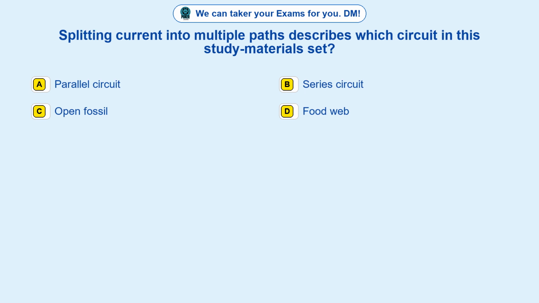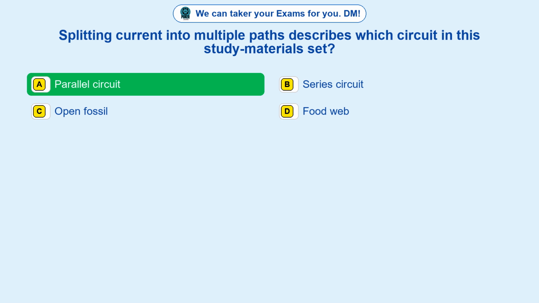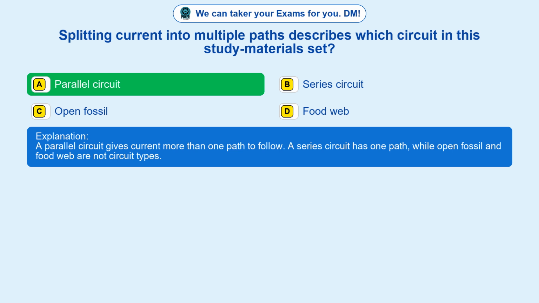Question 72. Splitting current into multiple paths describes which circuit in this study materials set? Option A, parallel circuit. Option B, series circuit. Option C, open fossil. Option D, food web. The correct answer is option A. Parallel circuit. A parallel circuit gives current more than one path to follow. A series circuit has one path, while open fossil and food web are not circuit types.